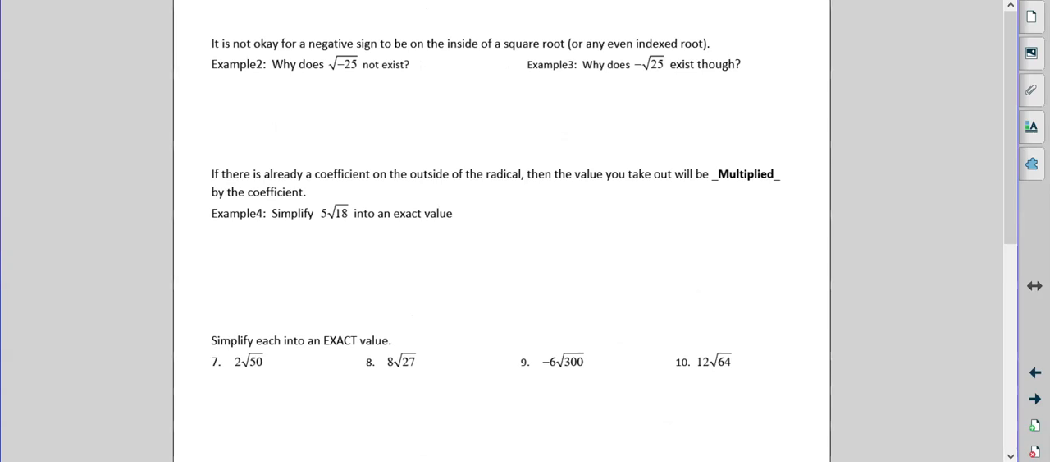All right, it's not okay for a negative to be inside the square root. Not yet. Okay? We will learn how to deal with that later in the semester, but not yet.